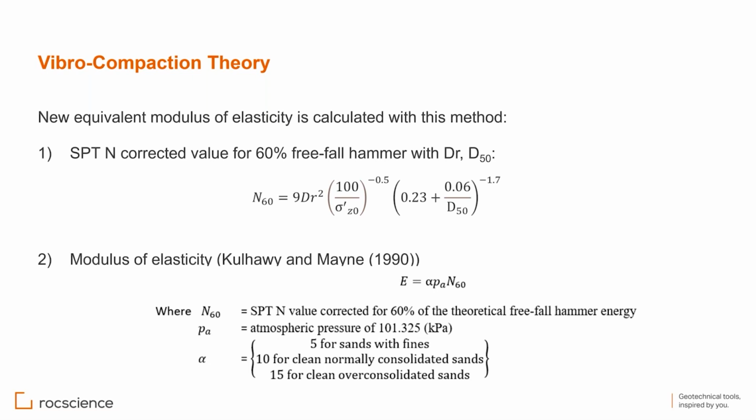In Settle3, we calculate the new equivalent modulus of elasticity, which is calculated using the method below. So we have the SPT N value, and we calculate N60, for 60% of the free fall hammer energy, using the relative density at E50. So N60 can be calculated using that. And we have the modulus of elasticity, which is defined by N60 times atmospheric pressure times alpha values. And we have different suggested values for different types of soil that you use in Settle3. So we always encourage you to check out our documentation for these parameter explanations and suggested values.